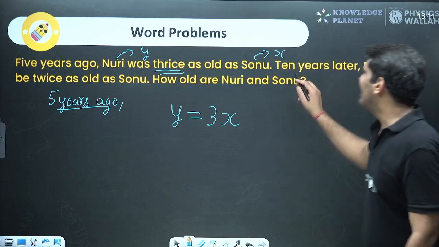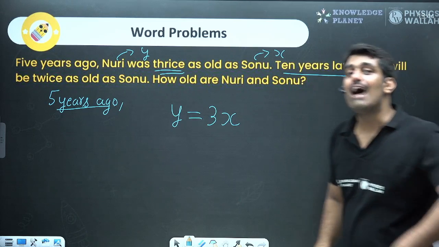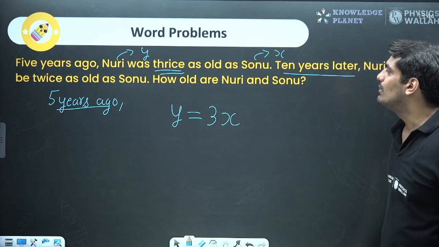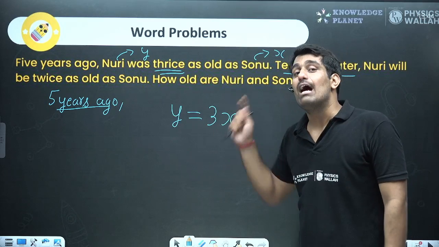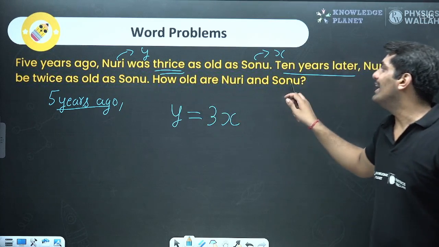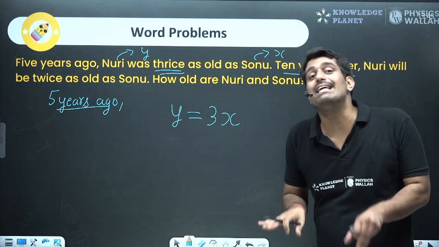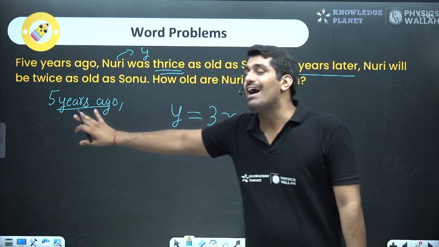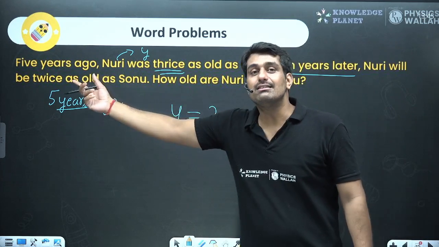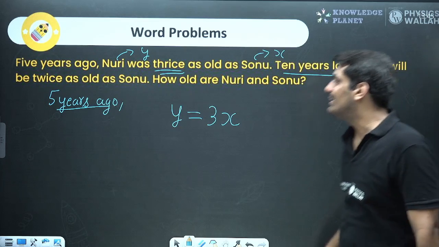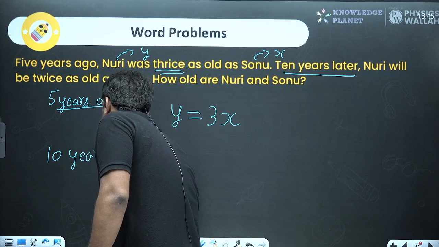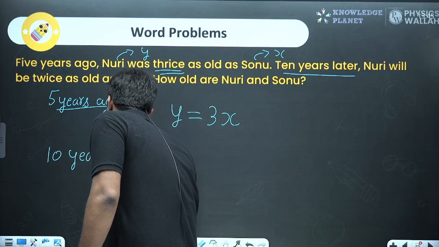Moving on. 10 years later, after 10 years, now what will happen? This was 5 years ago. Now, we have assumed y and x for 5 years ago. Now, how old are Nuri and Sonu? They might be asking for the present time. We have assumed x and y for 5 years ago. Now, 10 years later, 5 years ago, after that 10 years later. So, writing over here for 10 years later. What will happen for x and y?